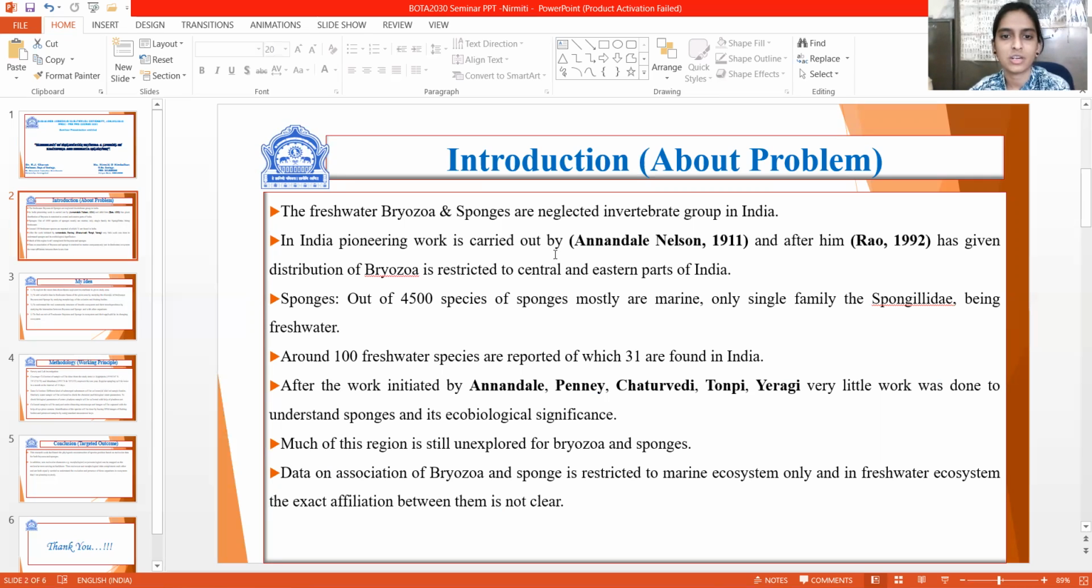After the work initiated by Anandali, Peni, Chaturvedi, Tonpi, Yeragi, very little work was done to understand sponges and their ecological significance. Much of this region is still unexplored for bryozoa and sponges. Data on association of bryozoa and sponge is restricted to marine ecosystems only, and in freshwater ecosystems, the exact affiliation between them is not yet clear.